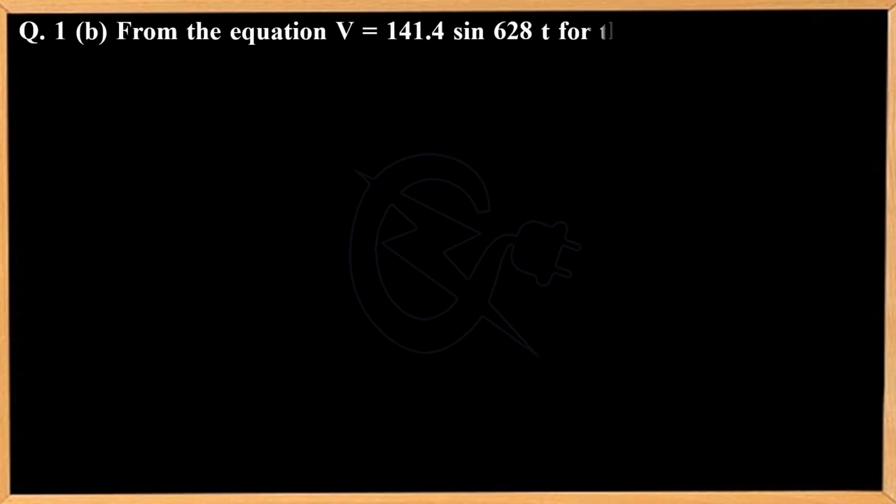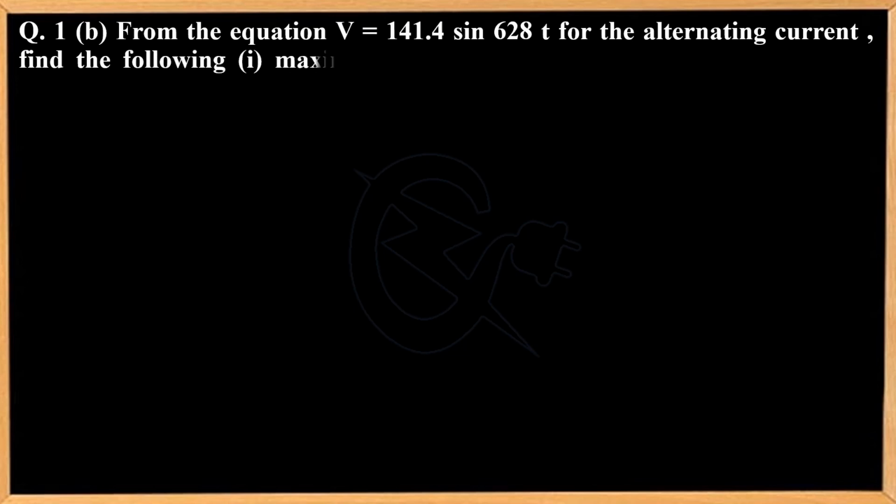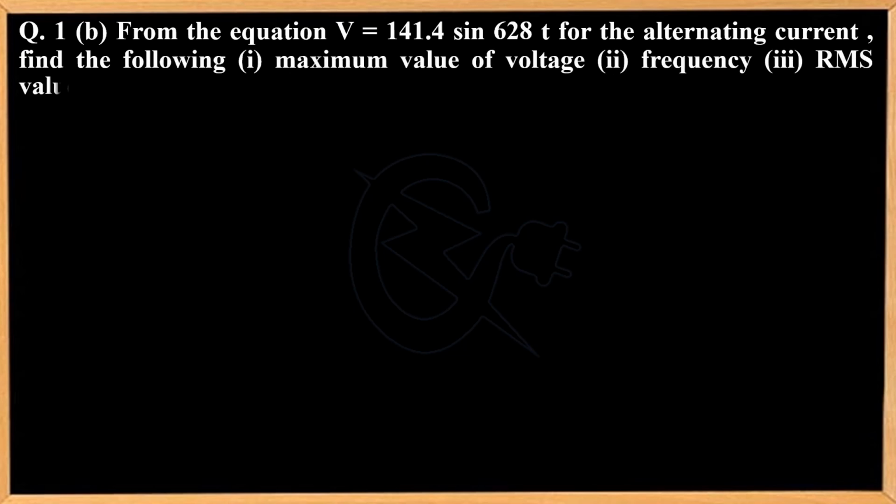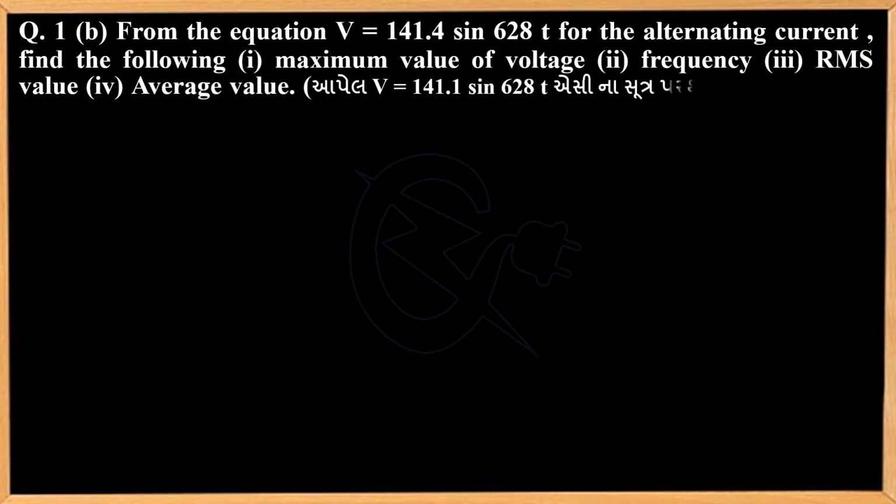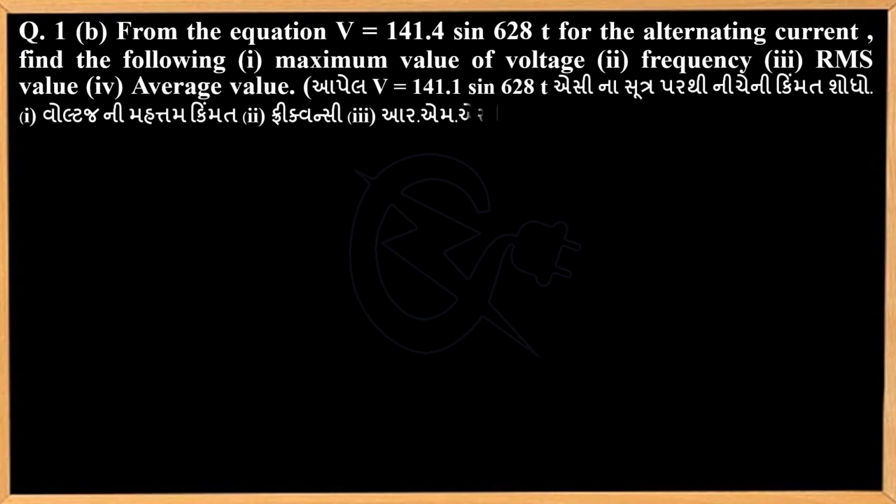Question is, from the equation V is equal to 141.4 sine 628t for the alternating current, find the following. First, maximum value of voltage. Second, frequency. Third, RMS value. And fourth, average value. The question is also written in Gujarati for the students who studied in Gujarati language.